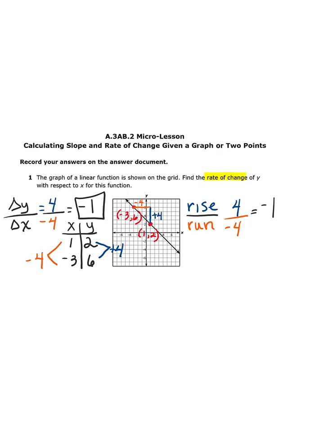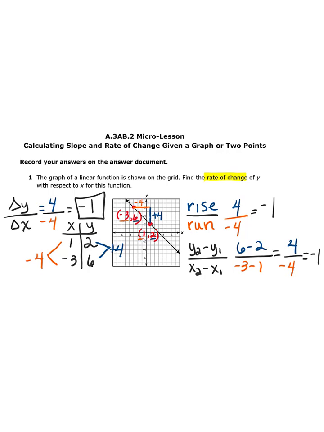And finally, since rate of change and slope are the same, I can use my slope formula, y2 minus y1 divided by x2 minus x1. So looking at my points, I have 6 minus 2 divided by -3 minus 1. And again, 6 minus 2 equals 4, and -3 minus 1 is -4. So 4 divided by -4 equals -1.